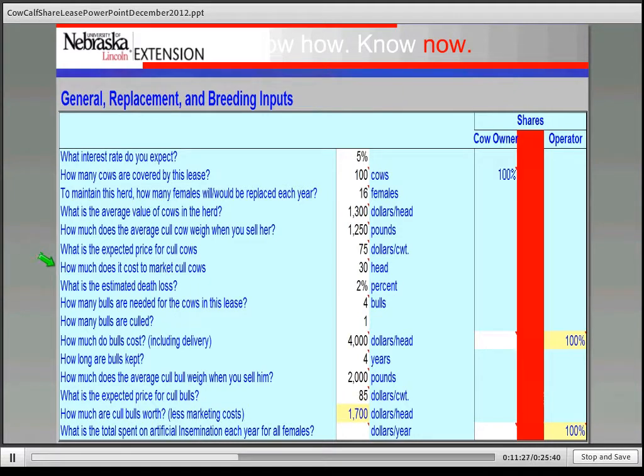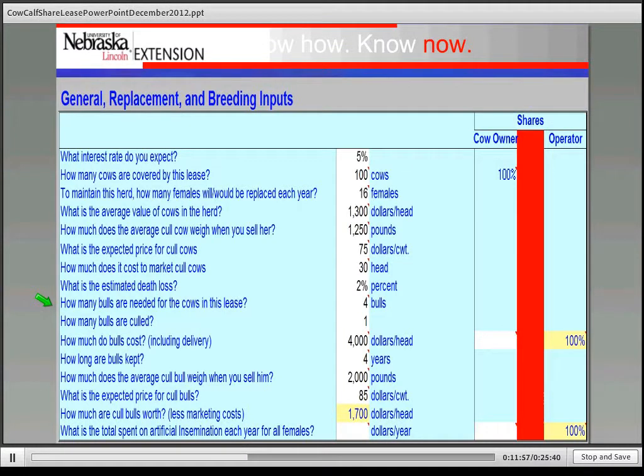What is estimated death loss? Death loss is a real critical piece to evaluate. Again, we want to look at what is a realistic number. Somewhere around 2% is probably realistic for a cow herd, but this is a discussion that needs to be had between the cow owner and operator in terms of what is an expected reasonable amount of death loss for the cows, and then if something should happen that would be drastically different than that 2% number, how will that death loss be handled?